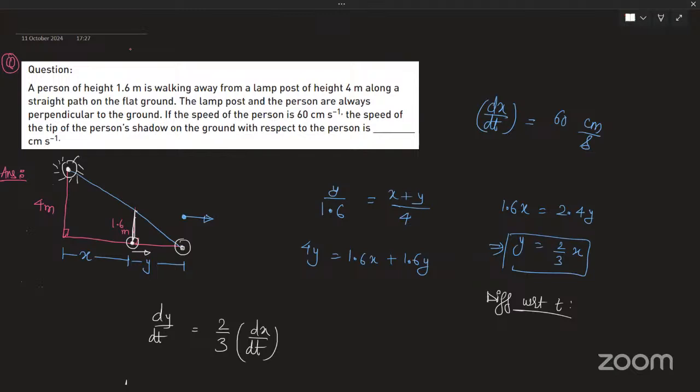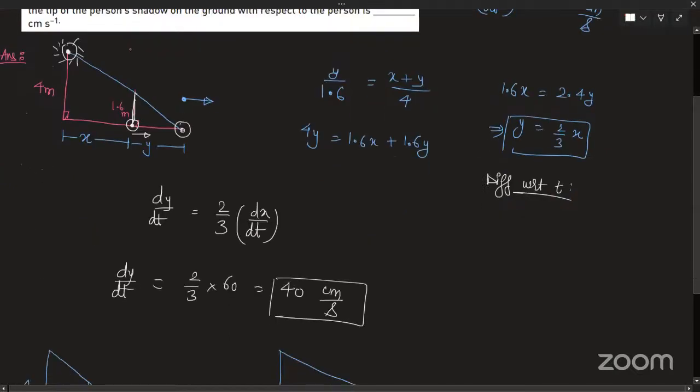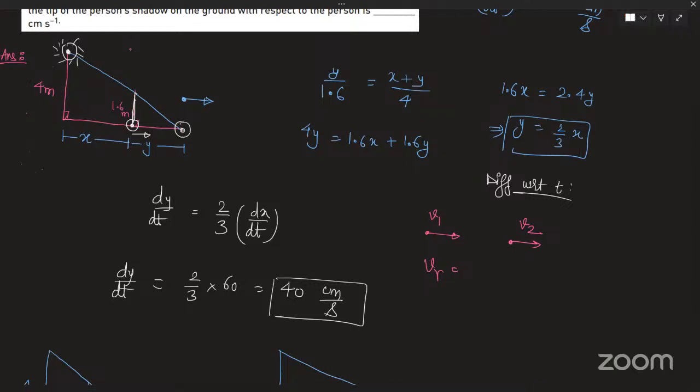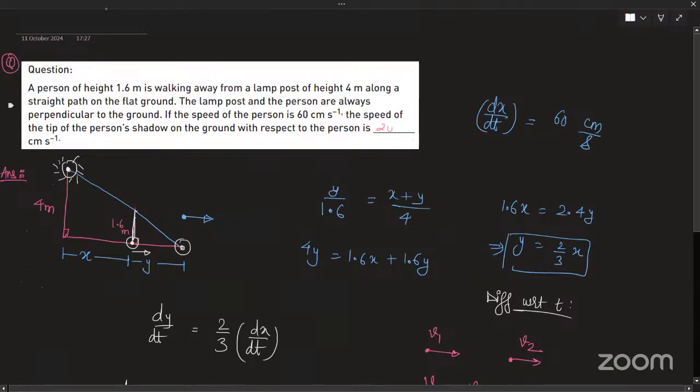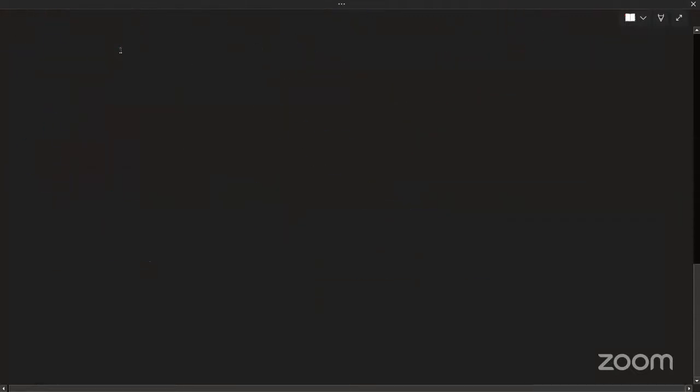Both of them are moving in the same direction. So their relative velocity, will it add or subtract? If two things are moving in the same direction, this one with velocity v1, this with v2, will their relative velocity be v1 minus v2 or v1 plus v2? v1 minus v2. Correct. So the answer will be how much? 20 centimeter per second, right? Right, everyone? Okay, great. So that was it.